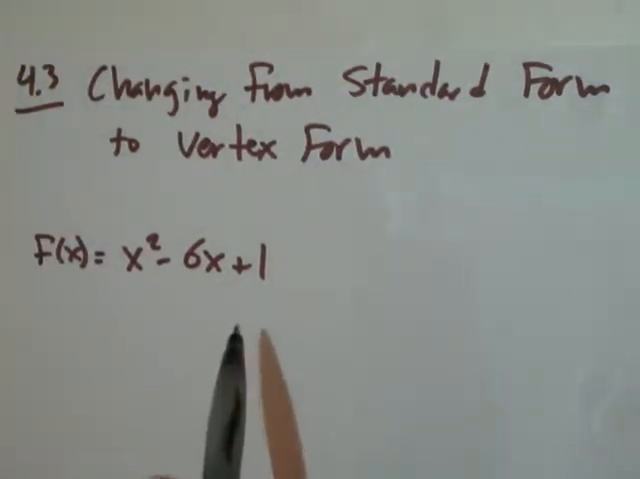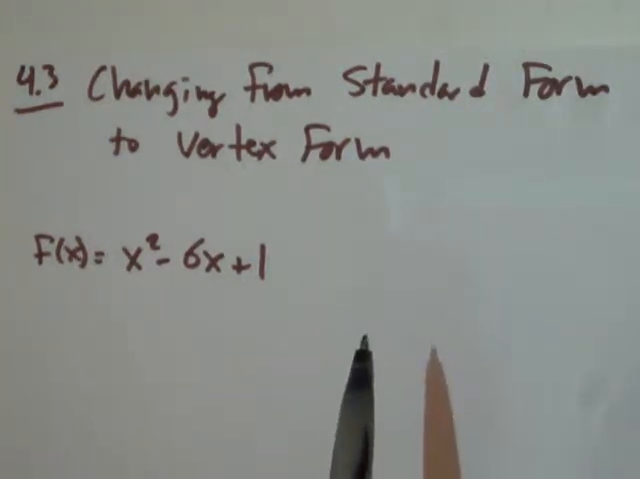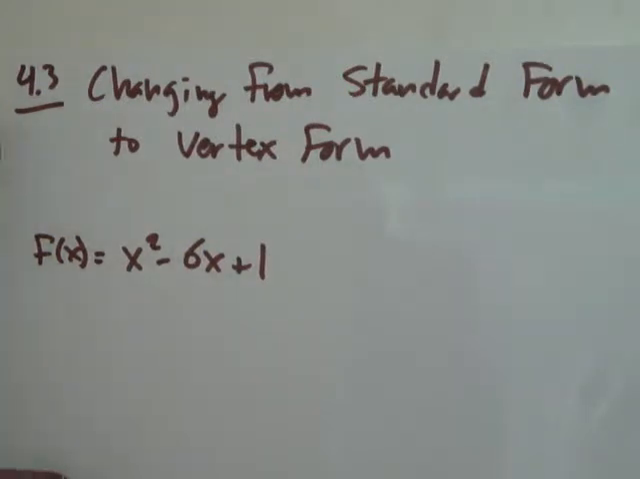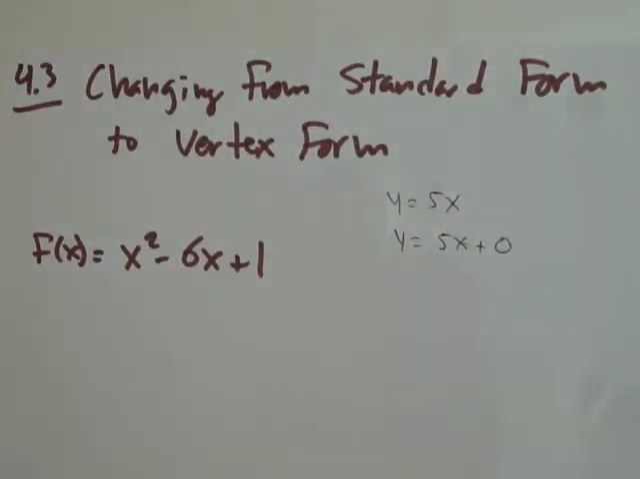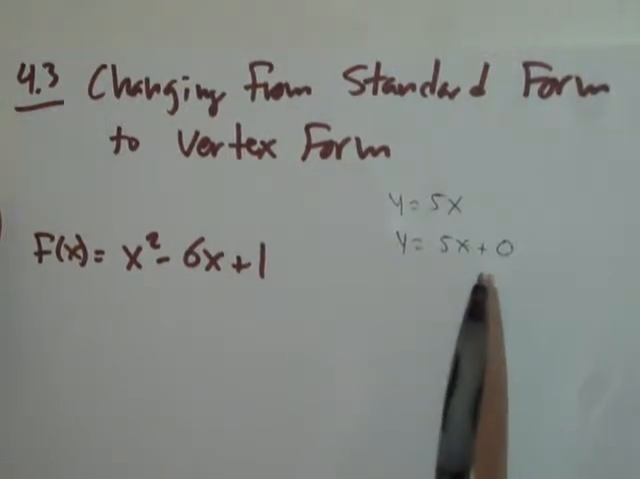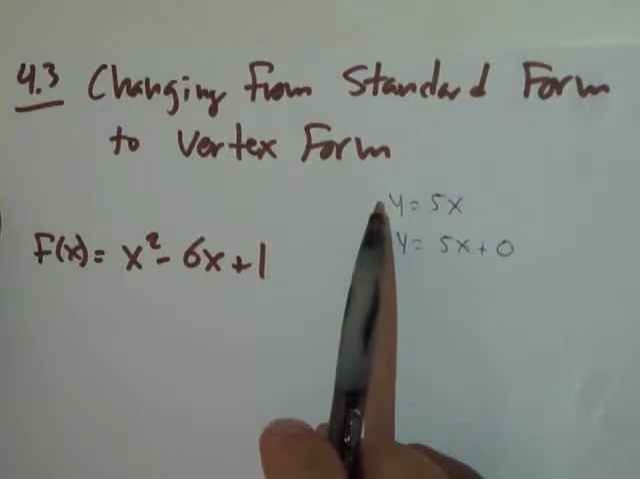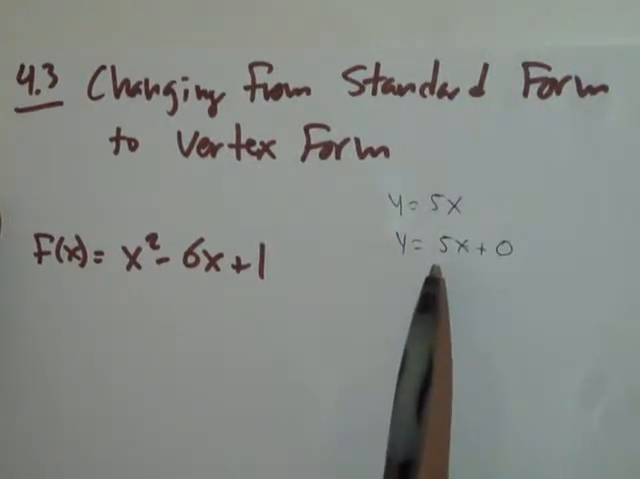Before we start, I want you to come over here to the side with me, and let's talk about a little idea before we go too far. Let's say I had the equation y equals 5x. If I add 0 to that, y equals 5x plus 0, I have not changed it at all. I don't really need the extra 0, but I haven't made the equation any different. I haven't added anything that I'm not allowed to add.